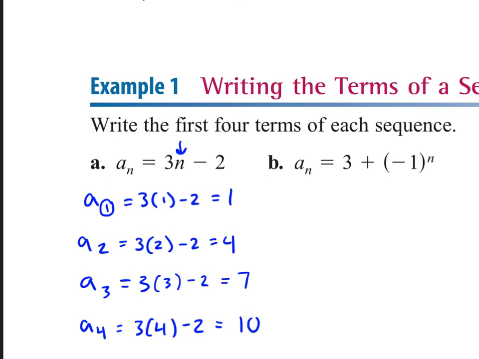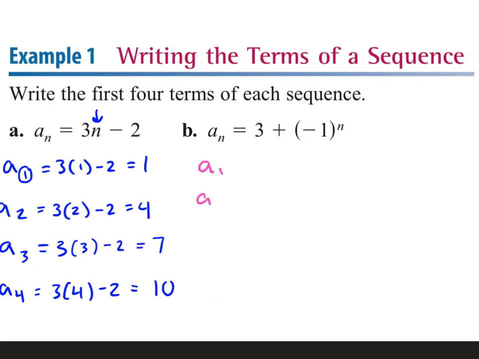We do the same thing for B. So we have to find a1, a2, a3, and a4. So we're going to plug in 1, 2, 3, and 4. So we have 3 plus negative 1 to the first power. What is negative 1 to the first power? Negative 1 times negative 1? First power, so it's just negative 1. If it was squared, then it would be positive 1. So what's 3 minus 1?